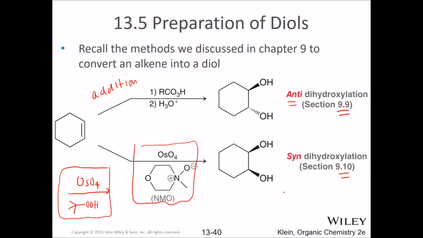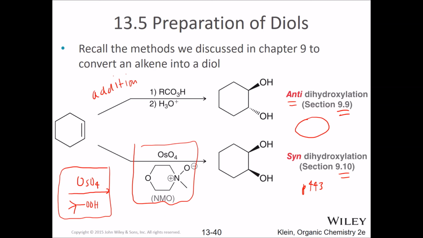This was page 443. I should let you find it, shouldn't I? You know what? I'm not going to tell you what page that's on. Go find it. You'll learn it better if you go look for it. You could Google it, but anyway, go look for section 9.9. That's two ways we got in Organic 1 to prepare diols.